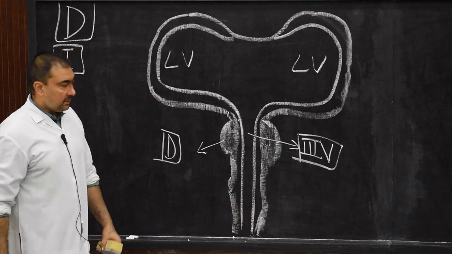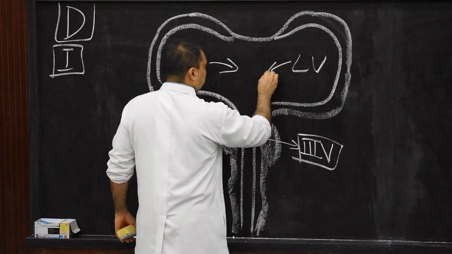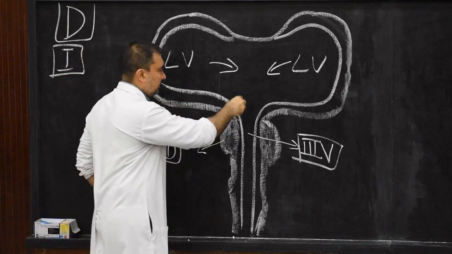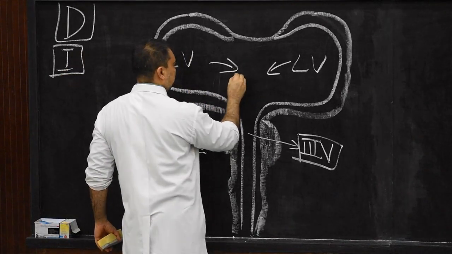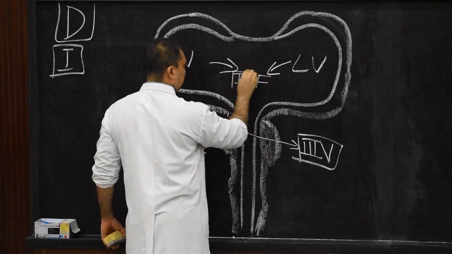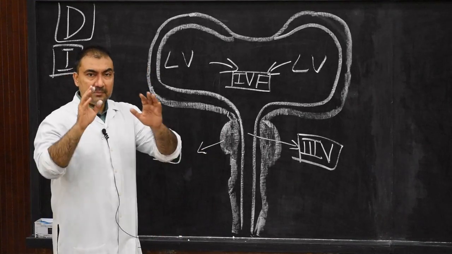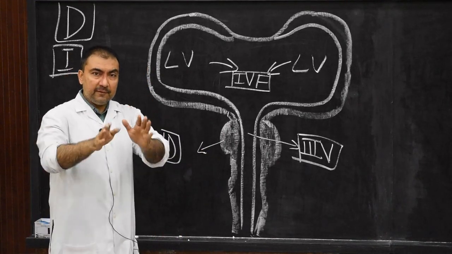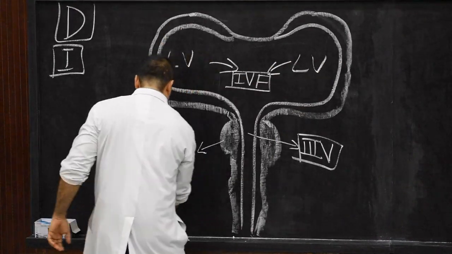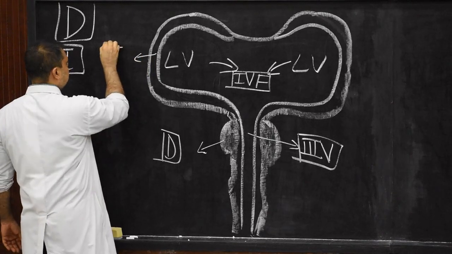Therefore, the communication between the lateral ventricle and the third ventricle, these two segments, will be known as the interventricular foramen. The interventricular foramen. This is the basic introduction for the development of the diencephalon. So that means these two telencephalic vesicles are developing. So therefore, these are telencephalic vesicles.